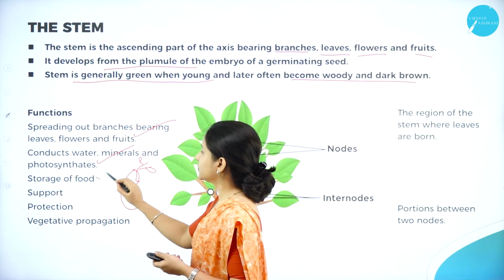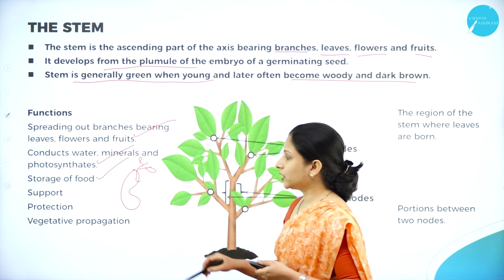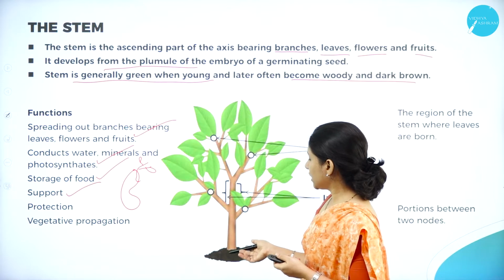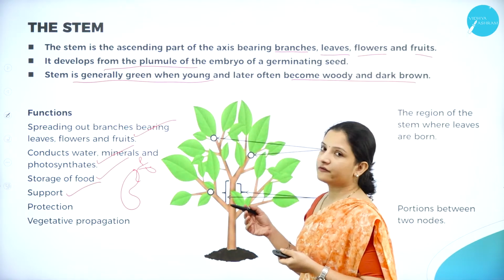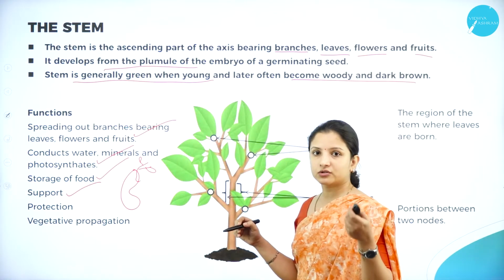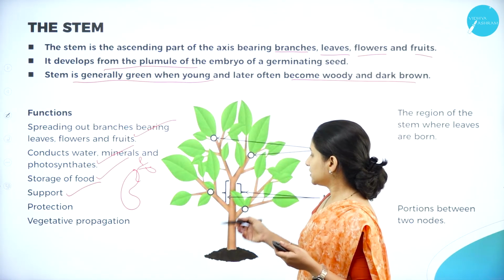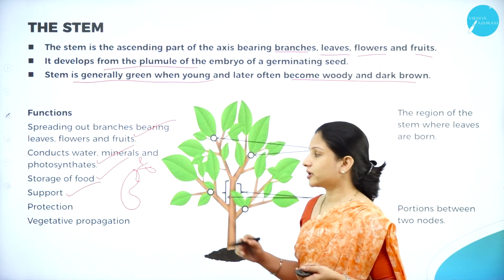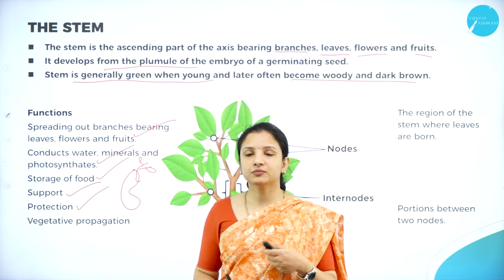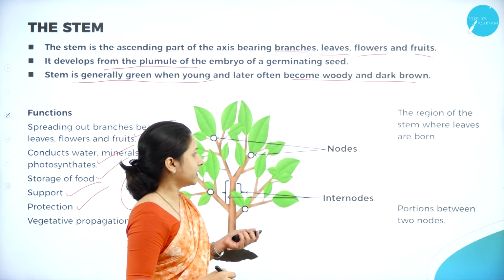The stem also helps in storage of food, and it also provides support to the plants. Is it enough if only the root, the leaf and the flower are present? No. In order to hold all this together, or to support the leaves and flowers, the stem is very, very important. Therefore, it provides support to the plant. And the stem also provides protection to the plants as well.